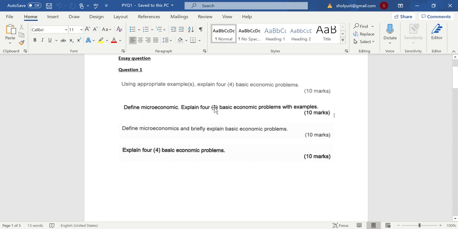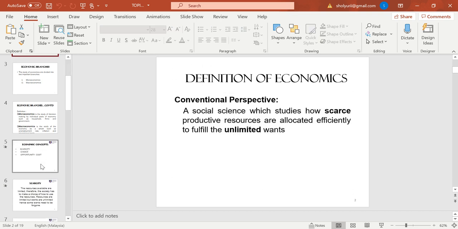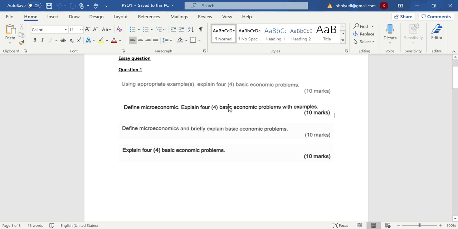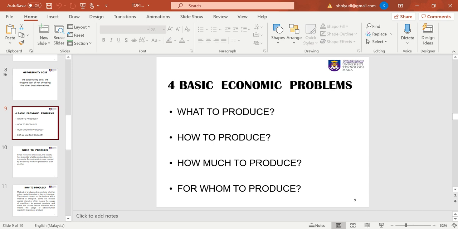Okay, explain 4 basic economics problem with example. So we have 4 basic economics problem here. What to produce, how to produce, how much to produce, for whom to produce. So because this one is 2 marks, the rest is 8 marks, right? So we have 4, meaning that 2 each. Okay, but it's not enough if you write it down only. You will not get full marks. So when you write what to produce, you will get half. With the explanation, you will get 1.5 marks.